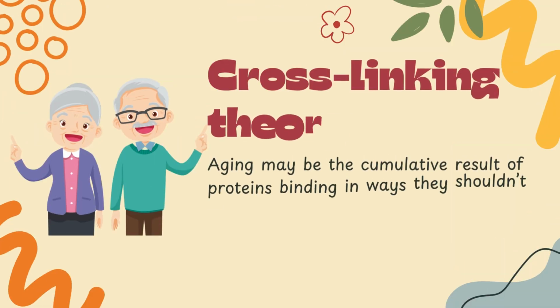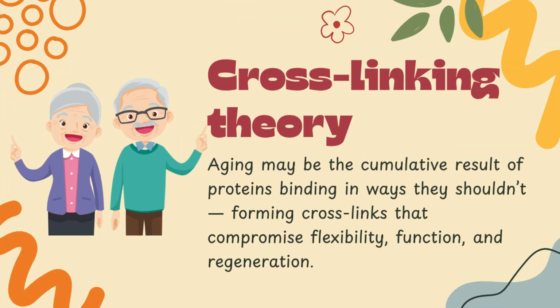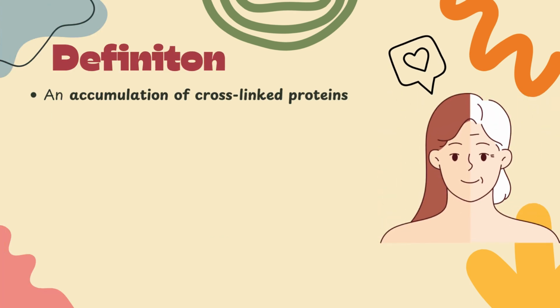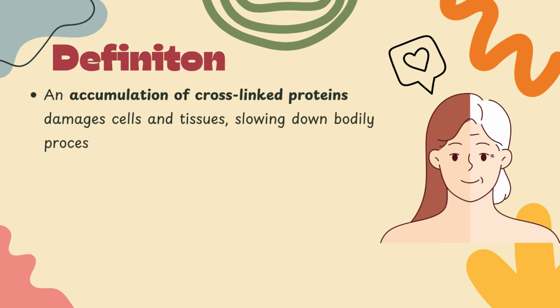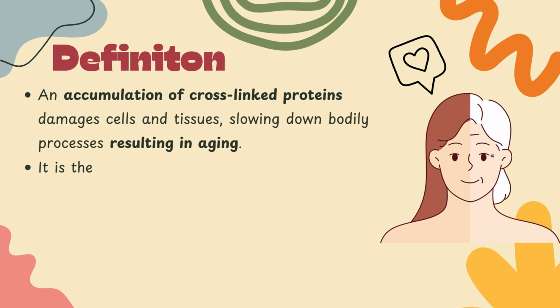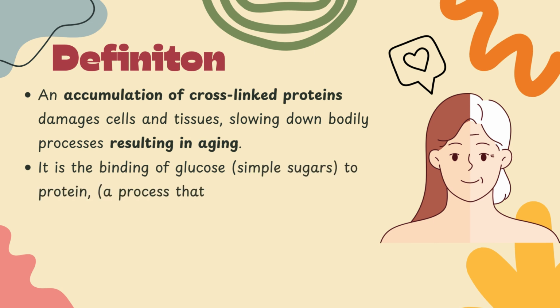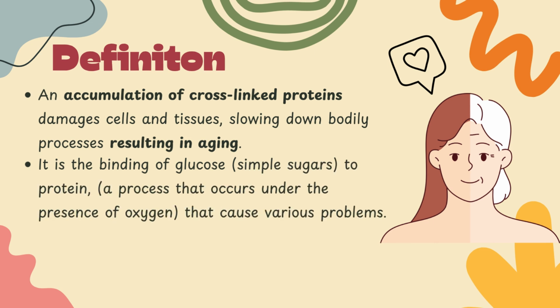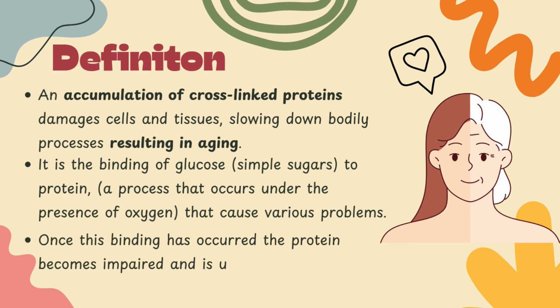The last theory in our video is about cross-linking theory. According to this theory, an accumulation of cross-linked proteins damages cells and tissues, slowing down the bodily processes and resulting in aging. In this theory, it is the binding of glucose to protein that causes various problems. Once this binding has occurred, the protein becomes impaired and is unable to perform as efficiently.